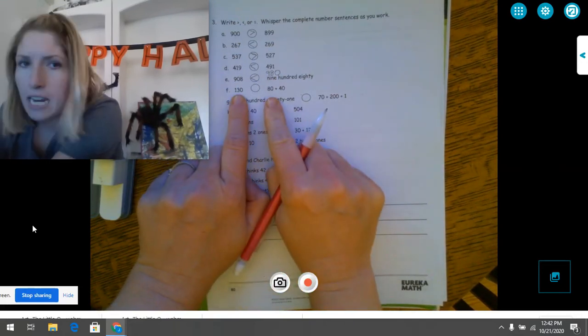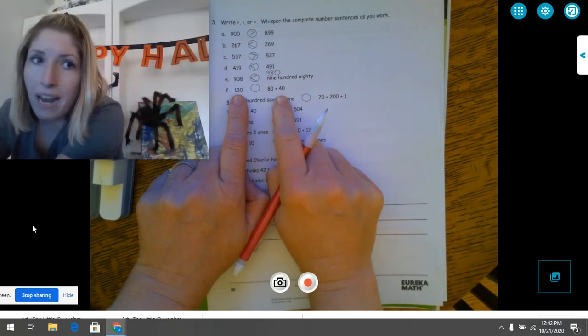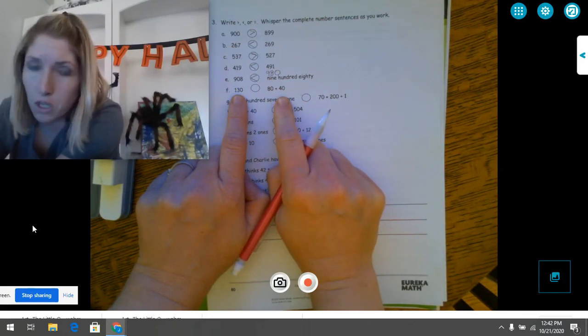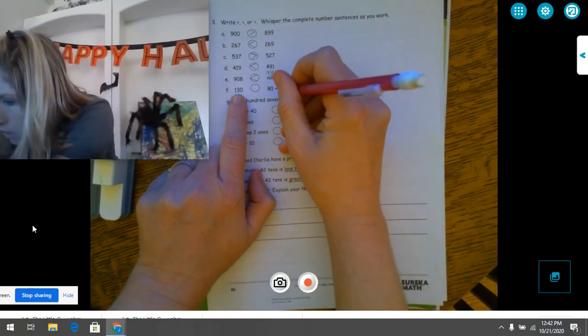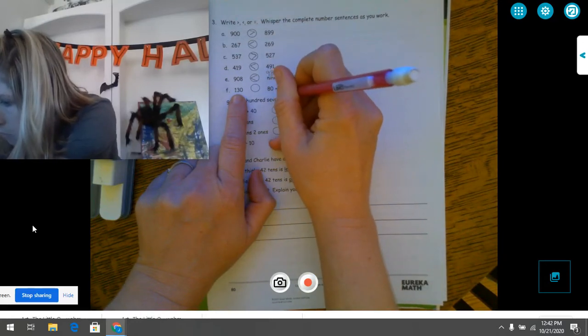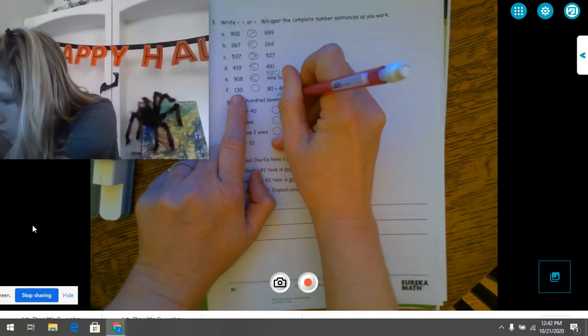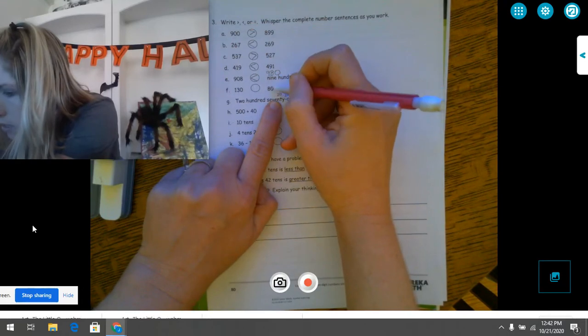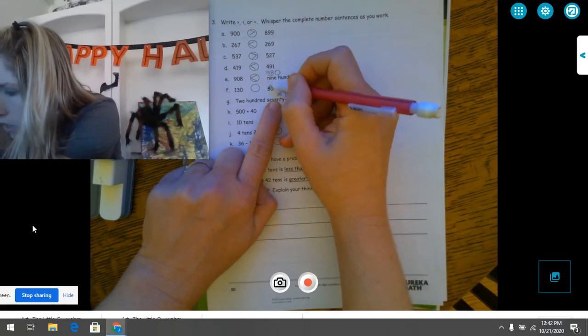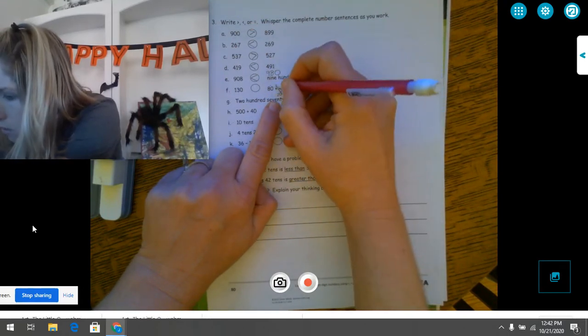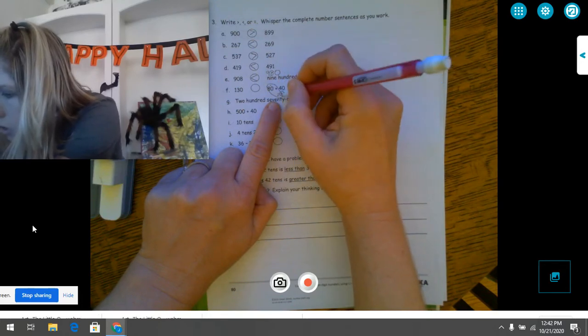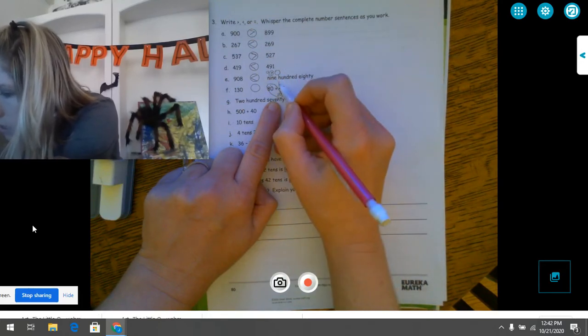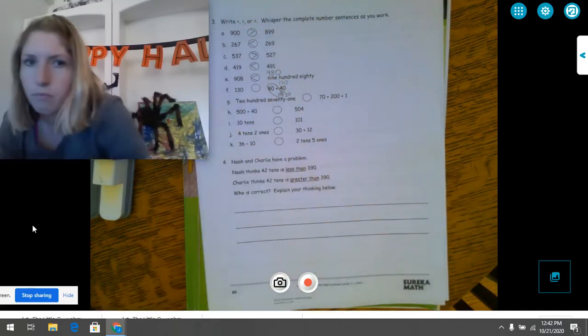130, and then we have 80 plus 40. So let's figure out what 80 plus 40 is first. I'm going to make my 40 into a number bond of 20 and 20, because if I give 20 over here, I can make 100. So that's what I'm going to do. Then I have 100 and I have 20, so my number is 120.